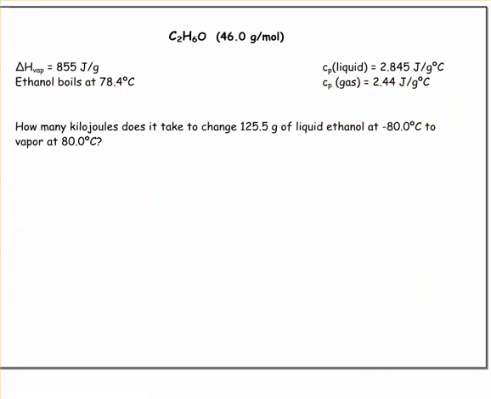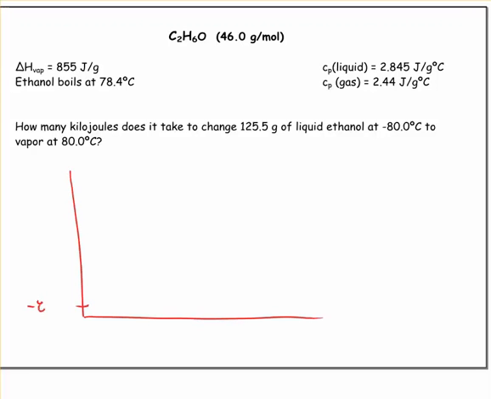The final example problem doesn't deal with water, but deals with ethanol. So we're going to have different specific heats and different boiling points. The final question reads, how many kilojoules does it take to convert 125.5 grams of liquid ethanol at minus 80 Celsius to ethanol vapor at 80 Celsius? One last time, we'll set up the heating curve.